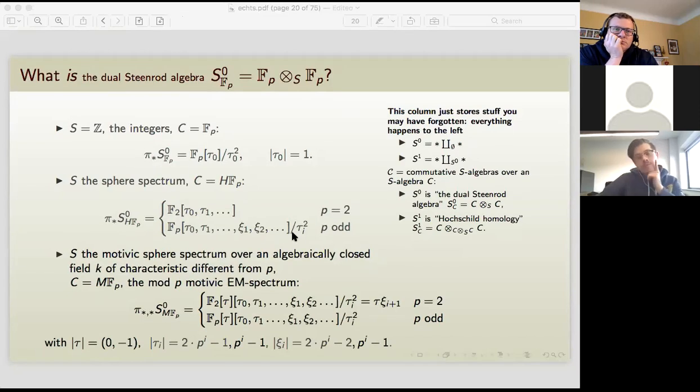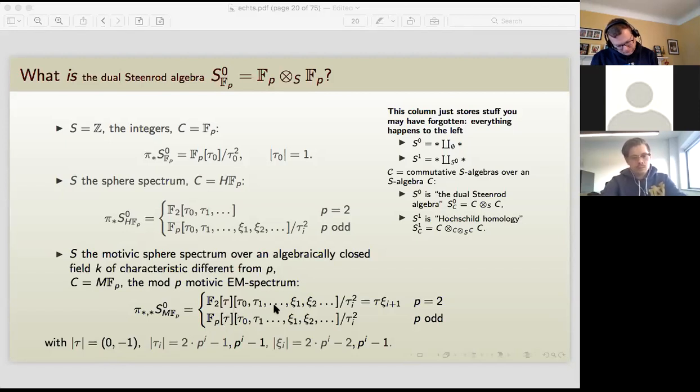Yes. Okay, so in the Matific sphere case, things get slightly more complicated, but not very much so. Let's take the odd case first. It looks exactly like what we had in the odd case, except that we have one generator tau, which sits in bidegree 0, minus 1. We'll get back to these gradings in a moment, but for now it's just an extra generator here.